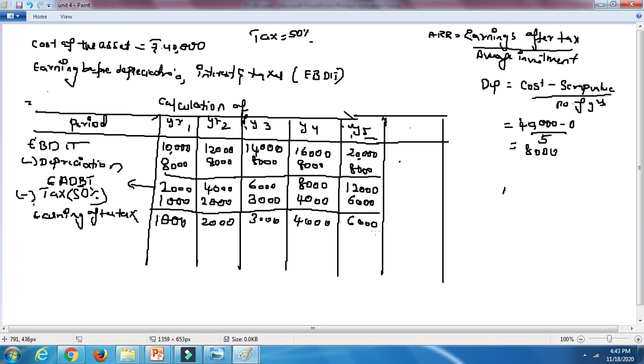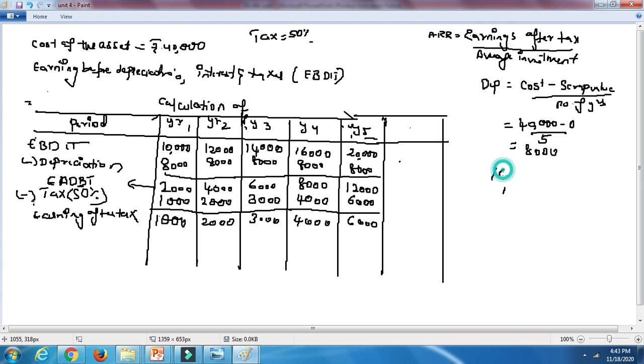Now what you are supposed to do is take out the average of all this. So how much will it be? 1,000, 2,000, 3,000, 4,000, 6,000. So it will be 10, 13, 15, 16. This is earning after tax, 16,000 we got.